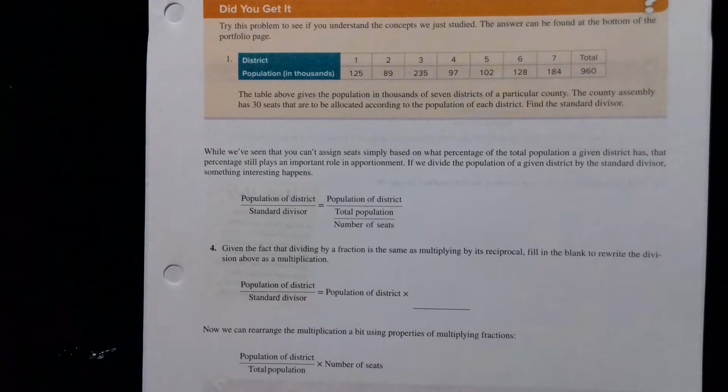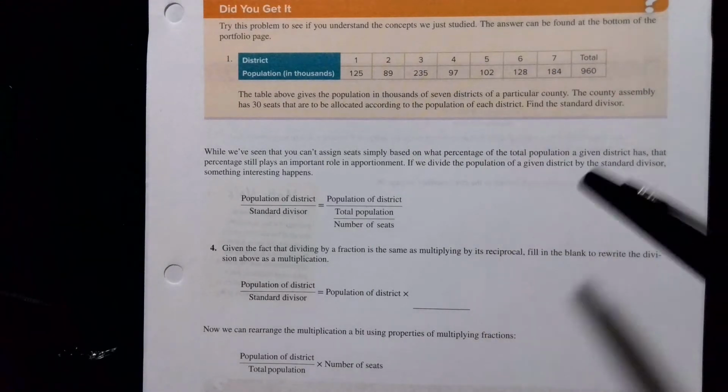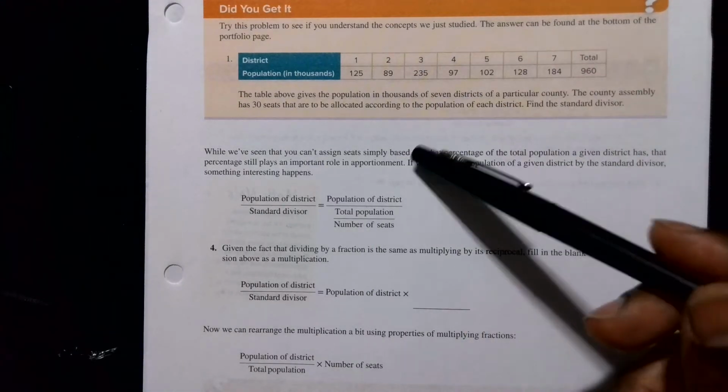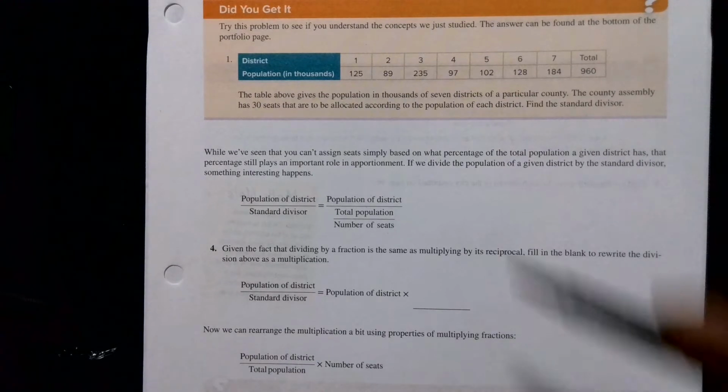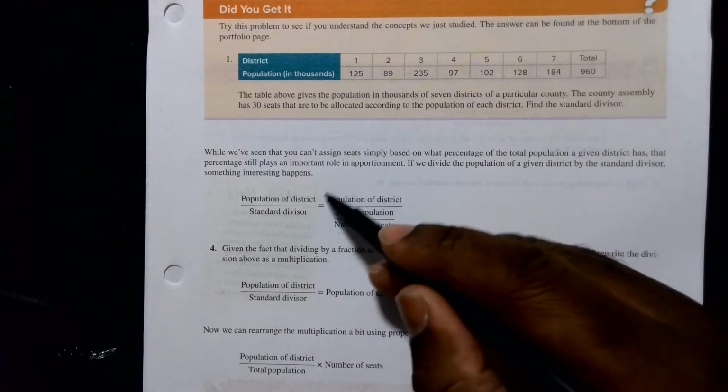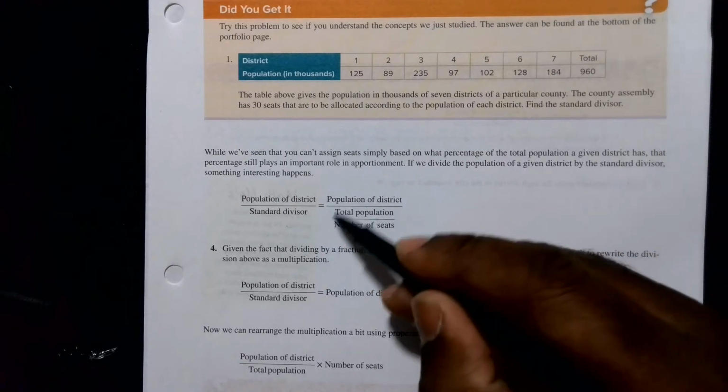Now we move on to page 97. It says, first of all, did you get this? This may be a classroom activity, but we're going to start back here picking up with the lesson. It says, while we've seen that you can assign seats simply based on what percentage of the total population a given district has, that percentage still plays an important role in apportionment. If we divide the population of a given district by the standard divisor, something interesting happens. Now, what happens is we end up with a value over a fraction.